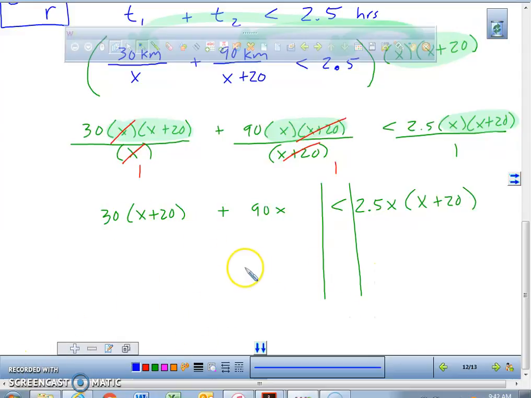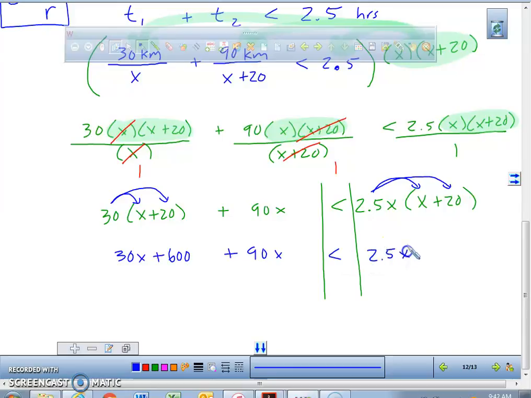All right, the next thing I want you to notice, that we need to distribute. And over here, we also need to distribute. So 30 times x is 30x. 30 times 20 gets us 600. Plus 90x is less than 2.5x squared plus 50x. Because 2.5x times 20 is 50x.